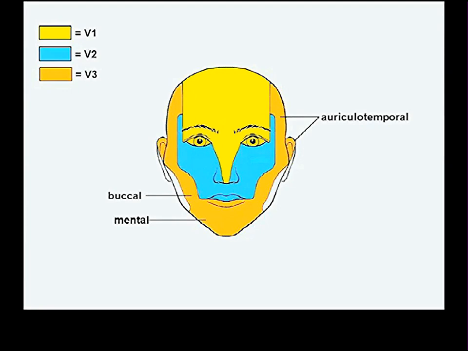It does the anterior two-thirds of your tongue, and all of your lower teeth, and have I forgotten anything else that it does? Probably I may have, but those are the important ones. Oh, it does the mucous membrane on the inside of your fleshy cheek, obviously, and the gums in association with your lower teeth.